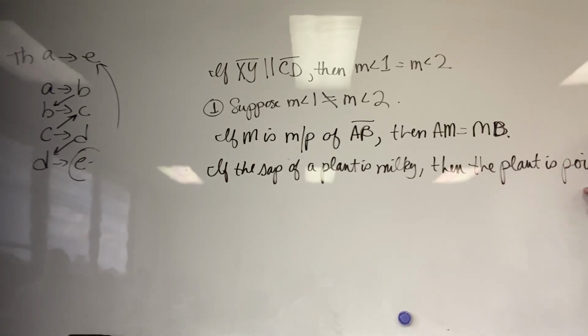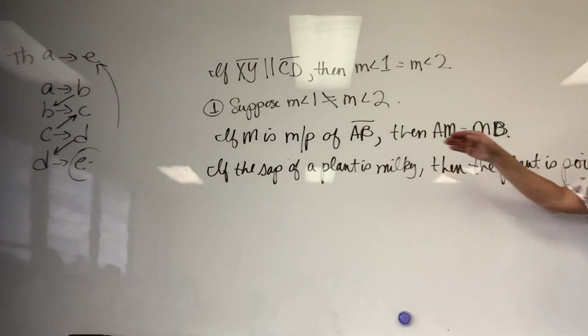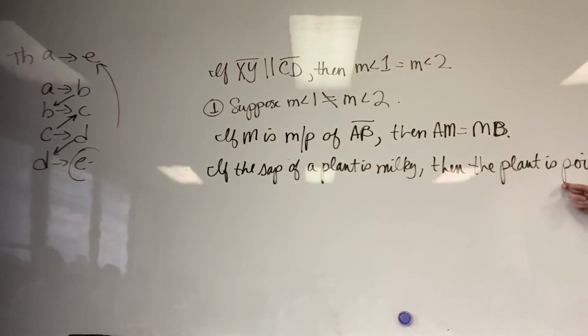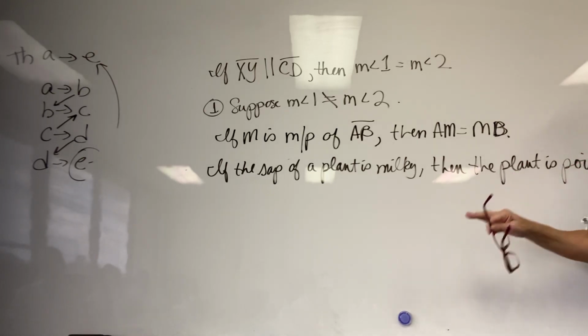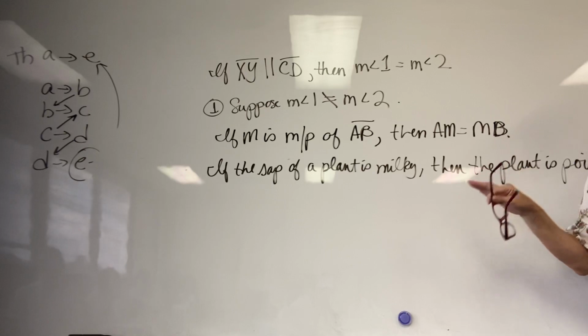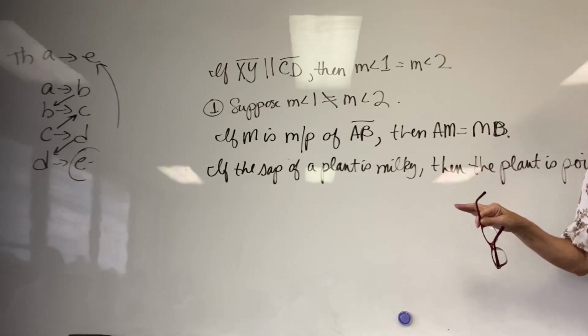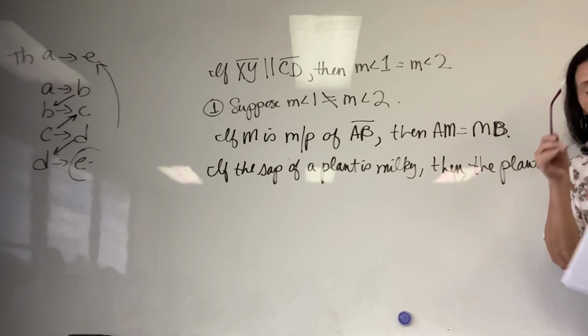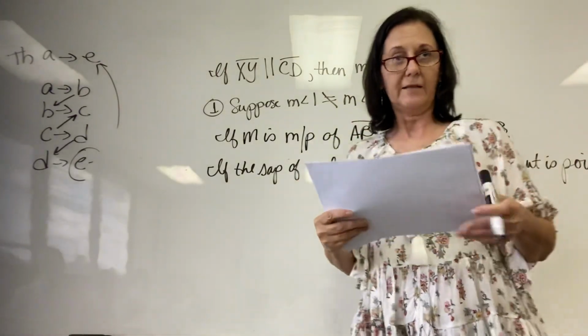If the sap of a plant is milky, then the plant is poisonous. What's the first one? Suppose, right? Suppose that the plant is not poisonous would be my first statement, if I'm working this proof indirectly. And I would go through the proof until I reach a contradiction. Till I reach a contradiction. Do y'all kind of understand this?